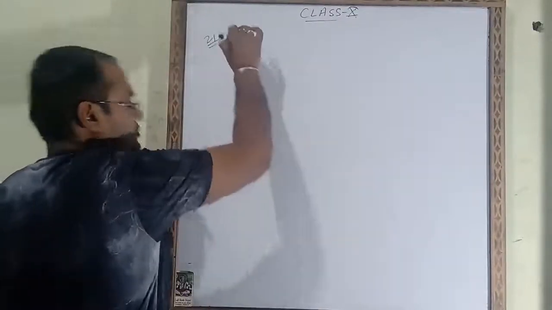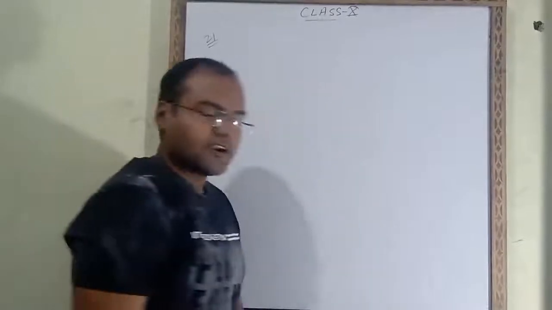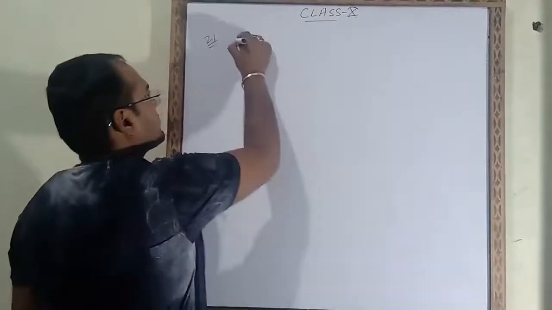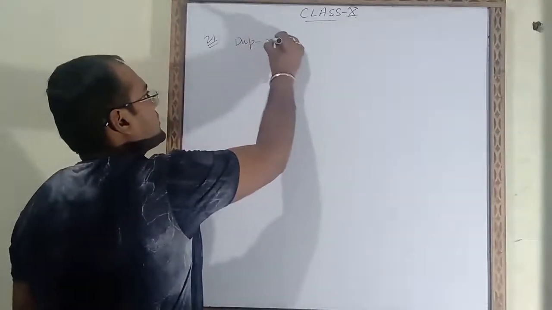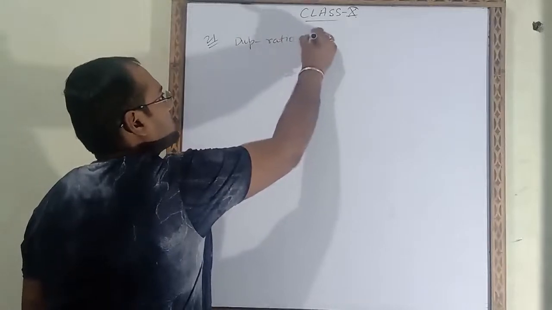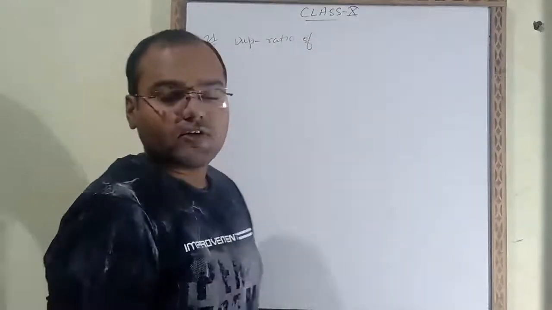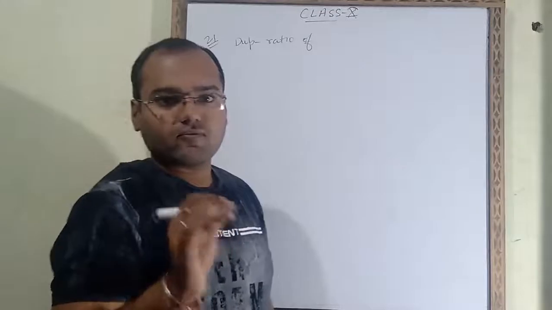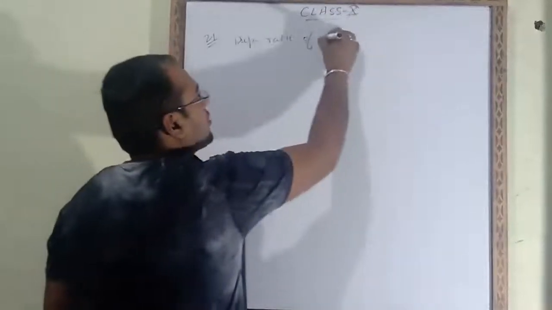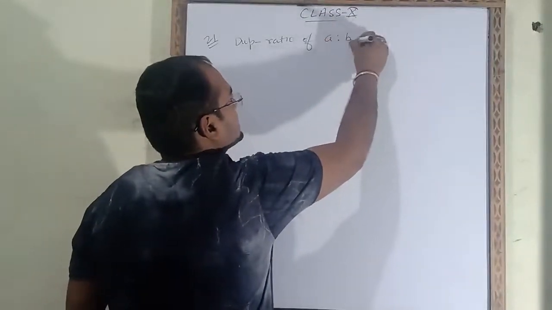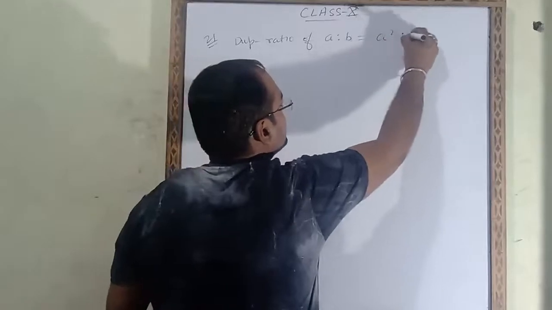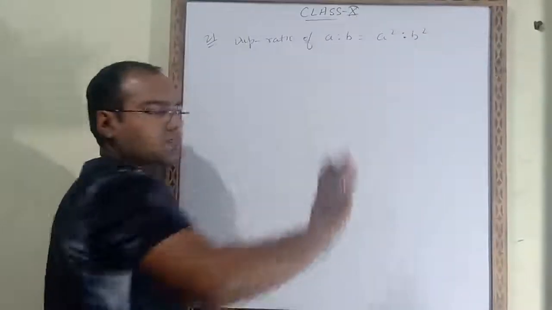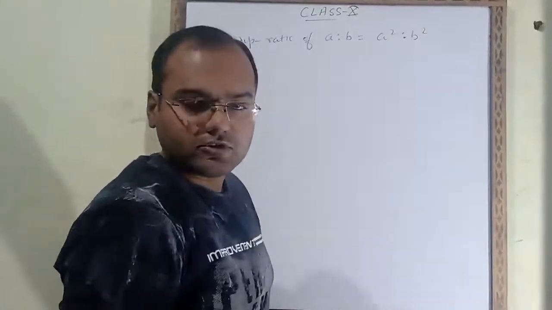In question 21, he said we have to find the duplicate ratio. So in this question you have to remember one formula: the duplicate ratio of a:b is equal to a squared : b squared. So this much you have to remember, and you have to put in the values.